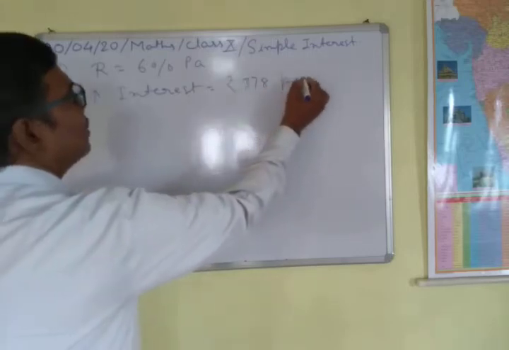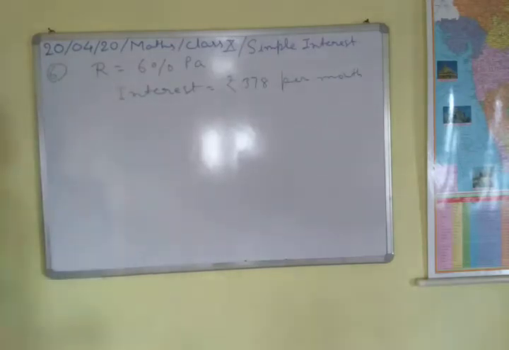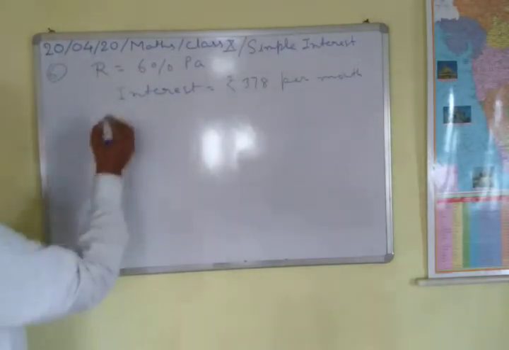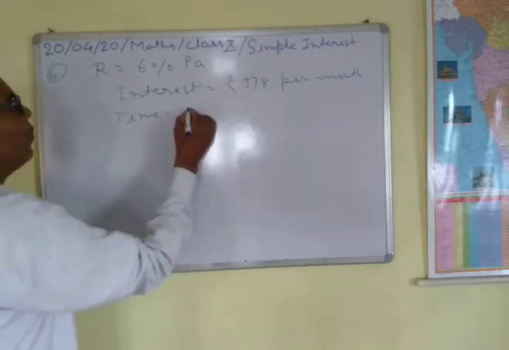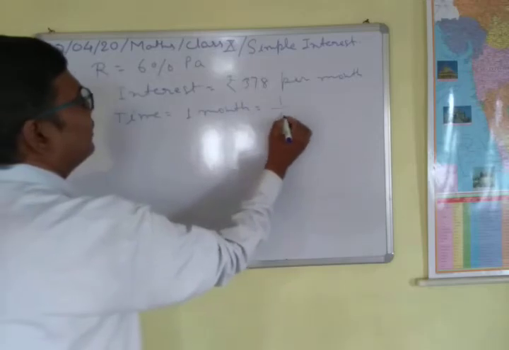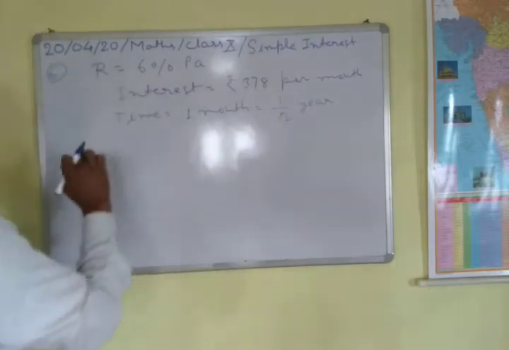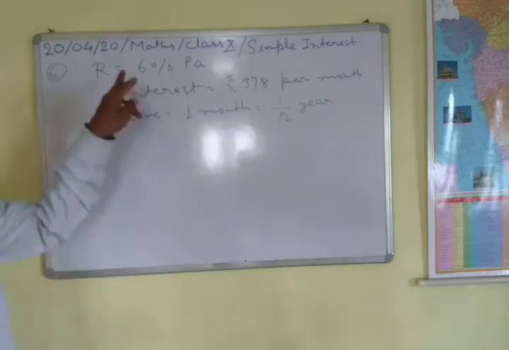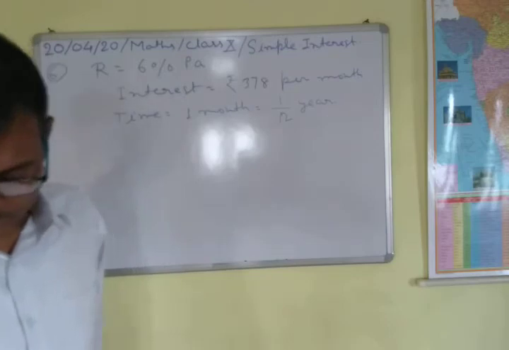This is per month. That is, this is the monthly amount. That is in 1 month. So here the time will be equal to 1 month, which is equal to 1 by 12 year. Because we are given here the rate is 6% per annum, so the time will be equal to 1 by 12 year in this case.